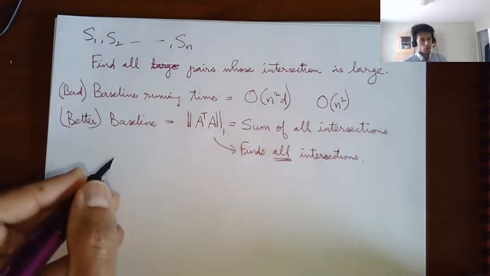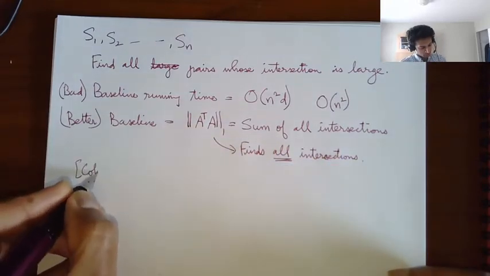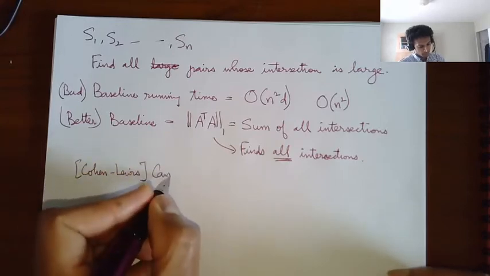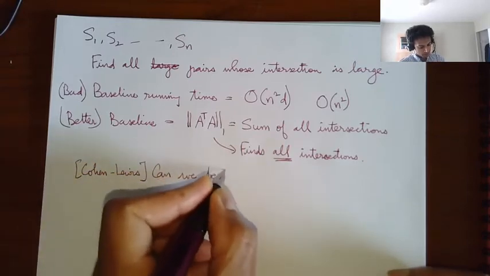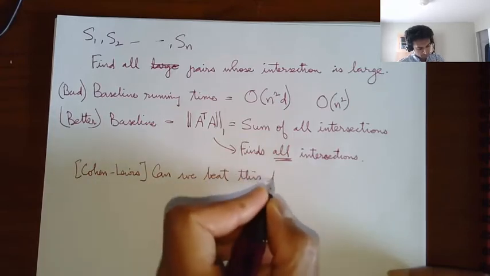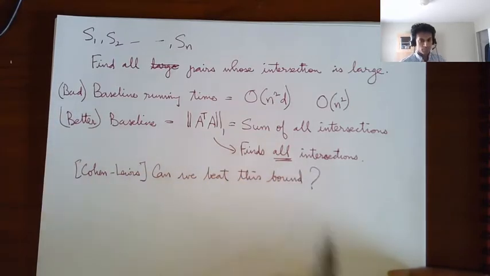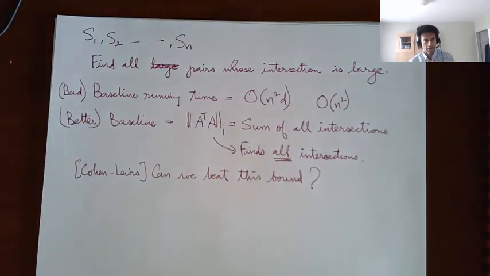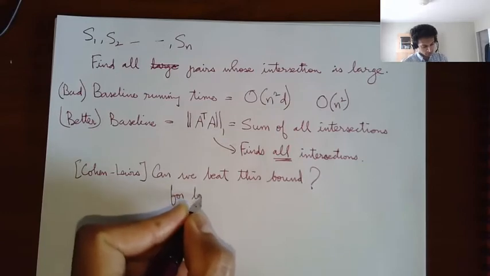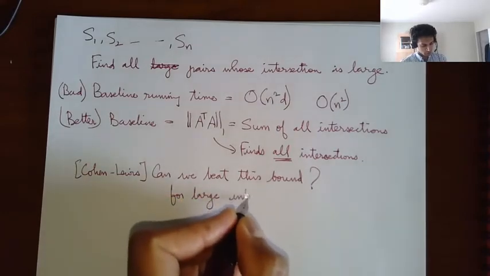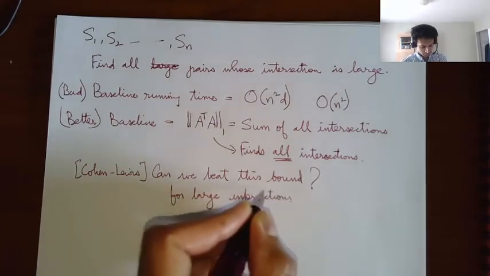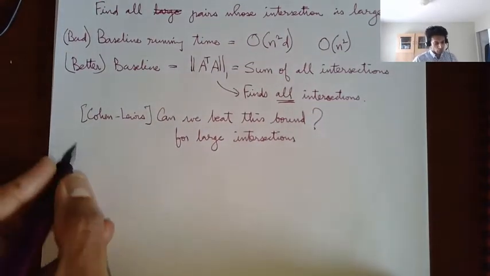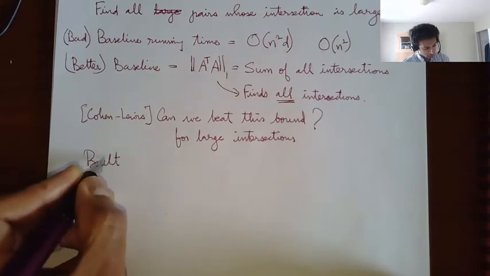So what Cohen-Lewis asked is, can we beat this bound? Can we beat this trivial bound for finding large intersections? And what they did was they basically built an importance sampler.